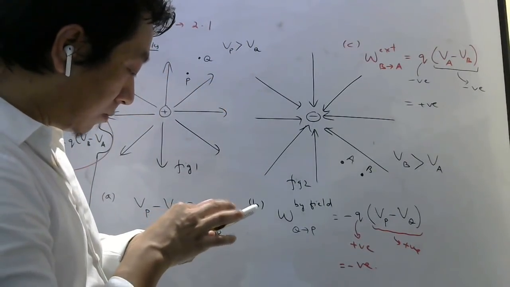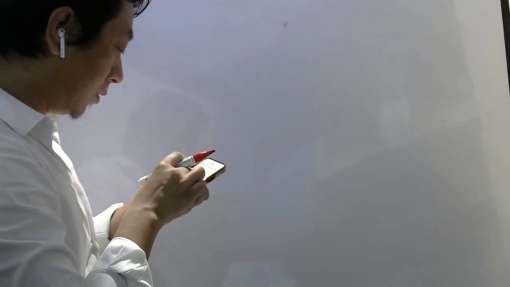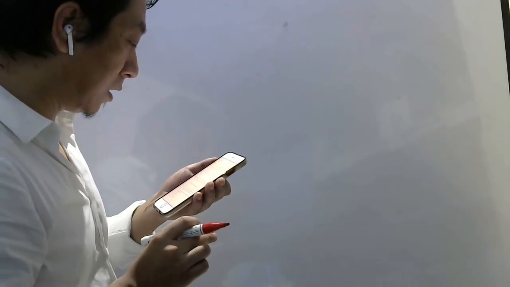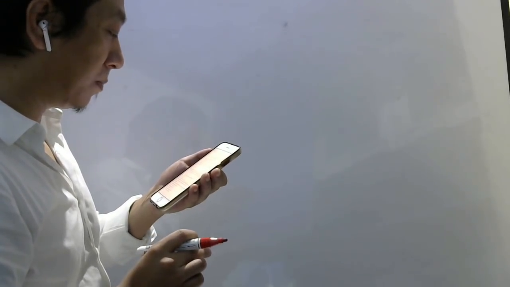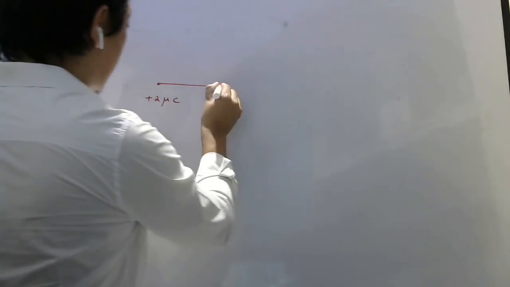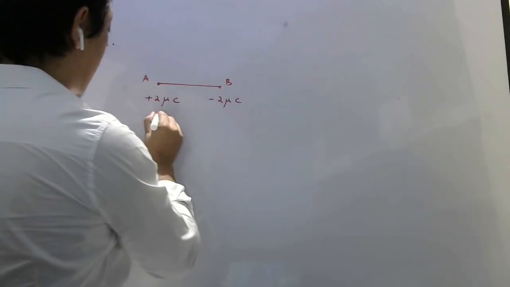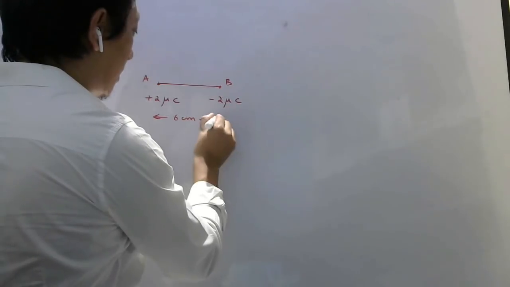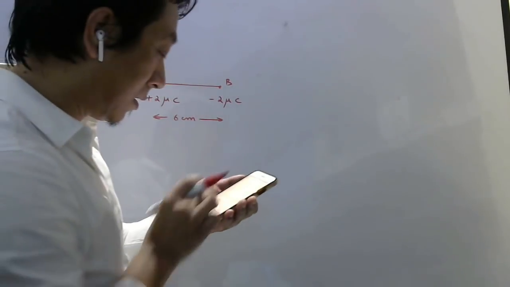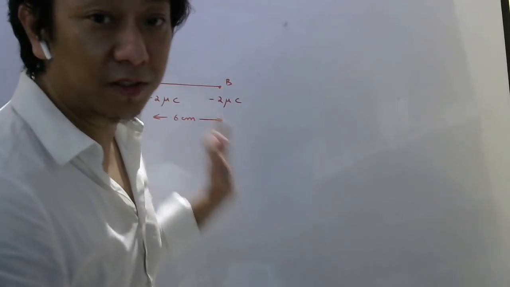Now let us see question number 2. It says two charges plus 2 microcoulomb and minus 2 microcoulomb are placed at points A and B 6 centimeter apart. So plus 2 microcoulomb and minus 2 microcoulomb, which is A and B, are separated by 6 centimeter. Basically it is a what system? Dipole.